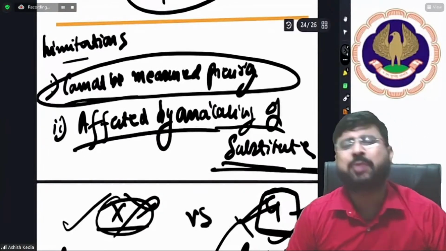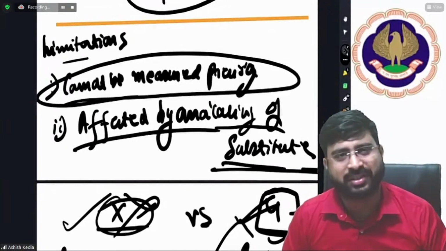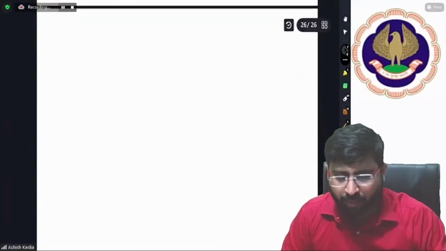First limitation is it cannot be measured precisely. आप exactly हर बार consumer surplus को calculate नहीं कर पाओगे ठीक से. That is it. Don't focus too much on this. Very basic point. Moving on.